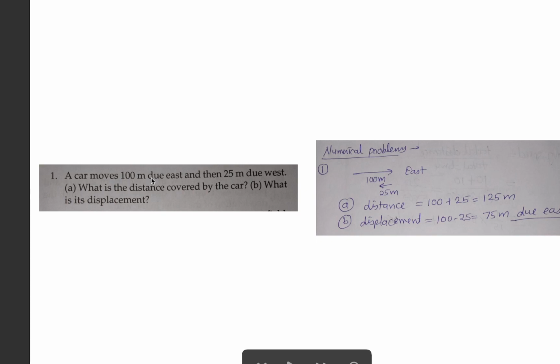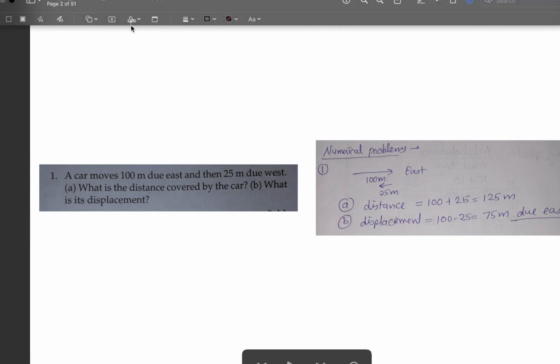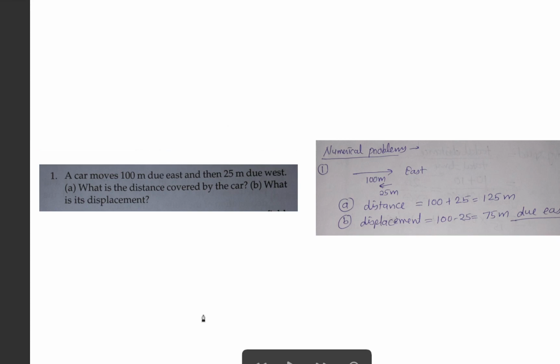A car moves 100 meter due east and then 25 meter due west. What is the distance covered by the car? In the question, they are asking the distance covered by the car and the displacement. Distance is a scalar quantity. So if a car is moving 100 meter due east and 25 meter due west, then the total distance is just the sum of both the numbers. So 100 plus 25 is 125 meter. So distance covered by the car is 125 meter.